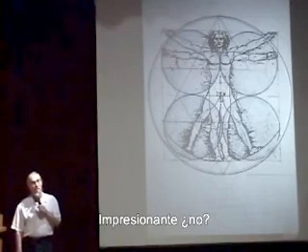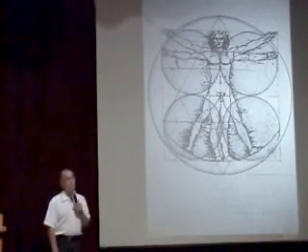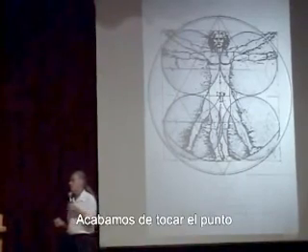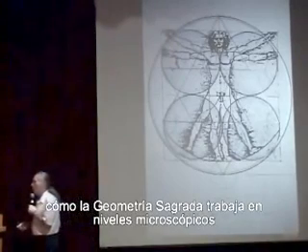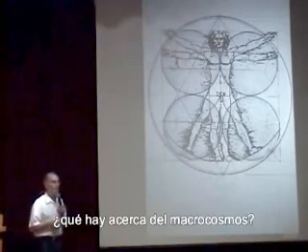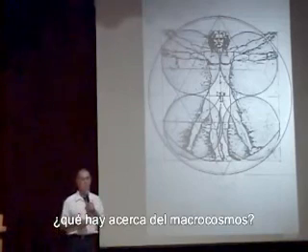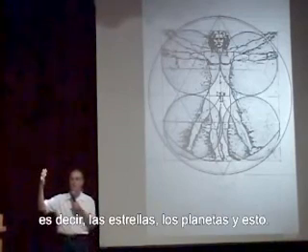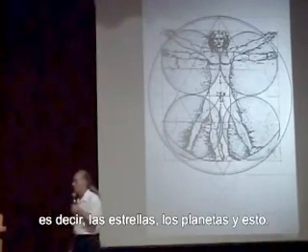So, we just touched upon how sacred geometry works on microscopic levels. What about the macrocosm instead of the microcosm? Let's look up into the macrocosm of the stars and the planets and these kinds of things.